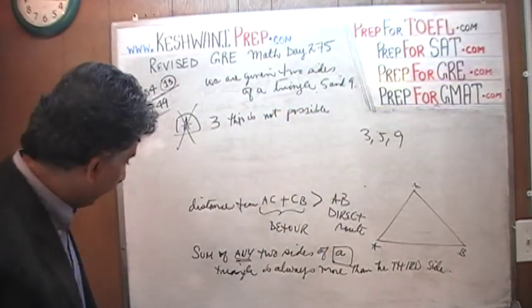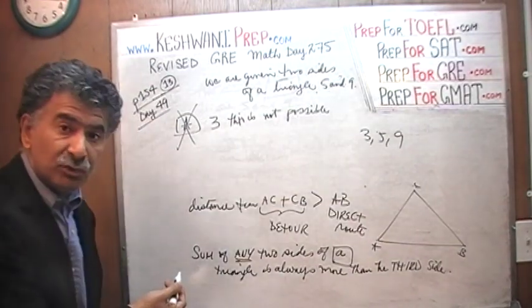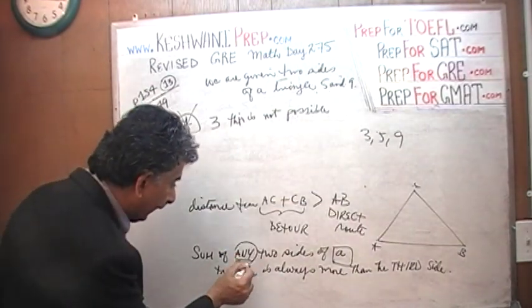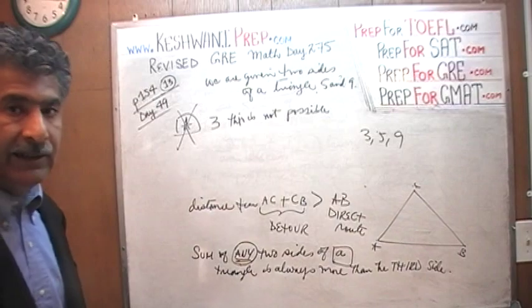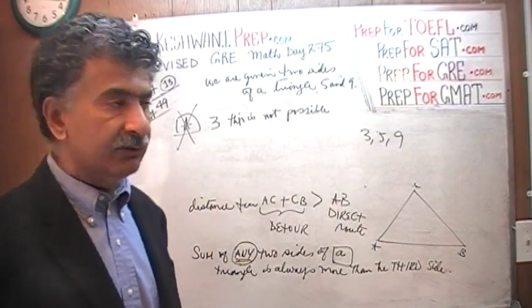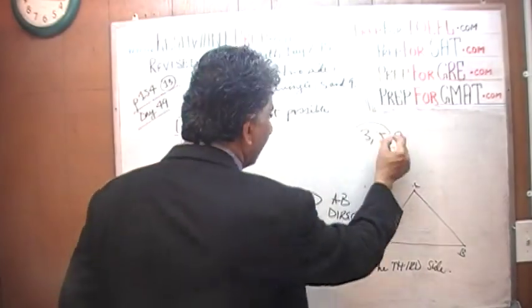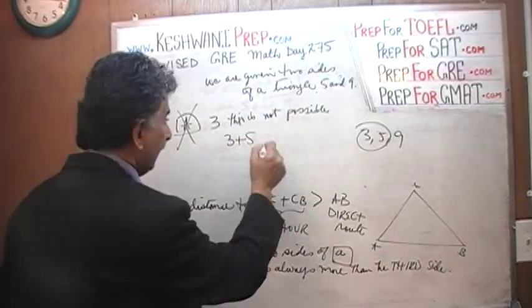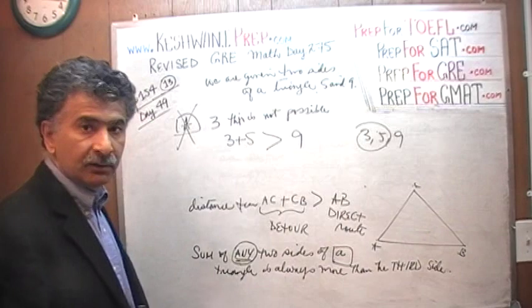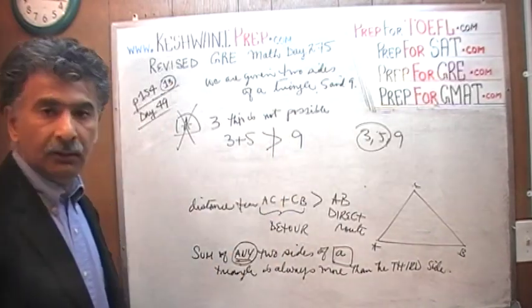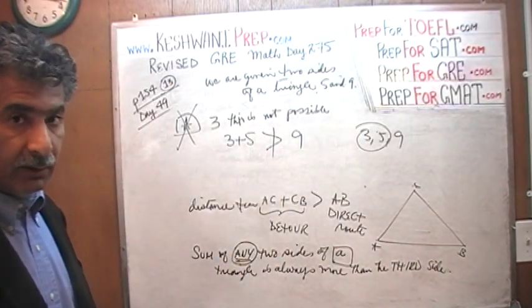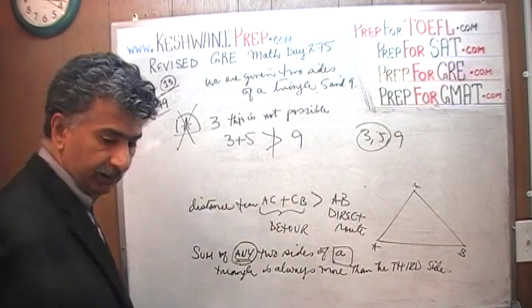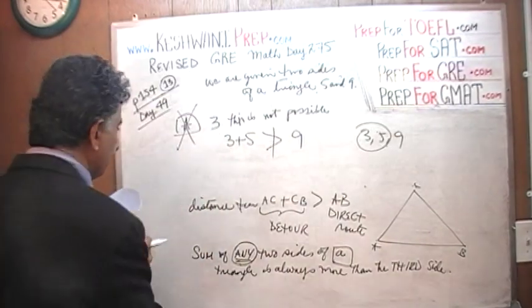Why? Because it says here, sum of which two sides? Sum of any two sides in any triangle has to be more than the third side. So if you were to take these two sides here, 3 and 5, the sum of these two sides has to be greater than the third side, which of course it is not. Here the sum of the two sides is not greater than the third side, therefore this is not possible. A is not possible. Let's take a look at B.